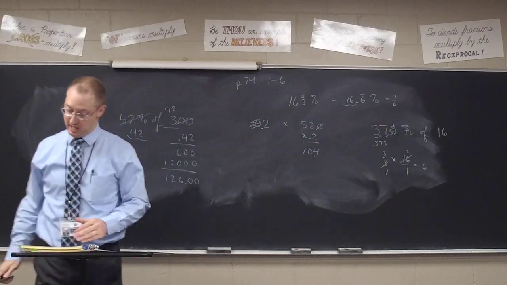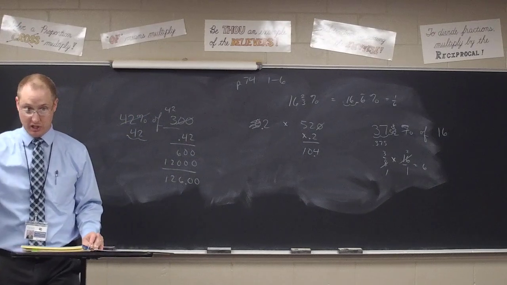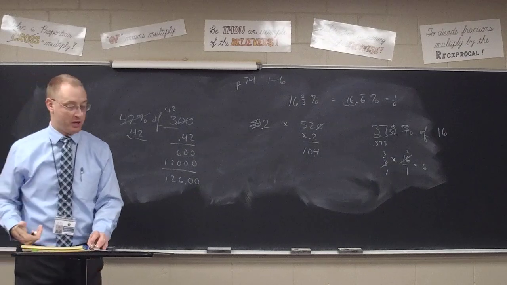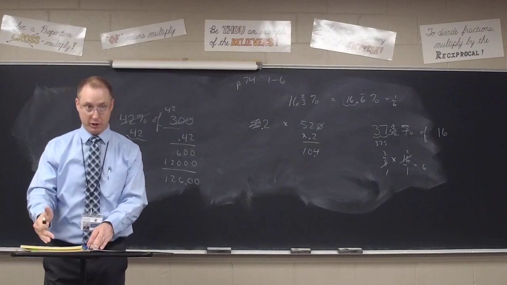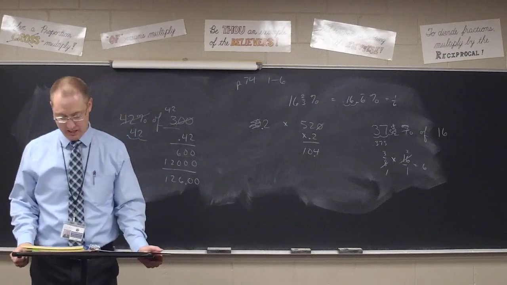Or on number 15, there we see it again, 33 1/3%, class, is what fraction? 1/3. You can't go with a decimal there. You've got to go with the 1/3 and multiply. Does that make sense? When you see those repeating decimals.